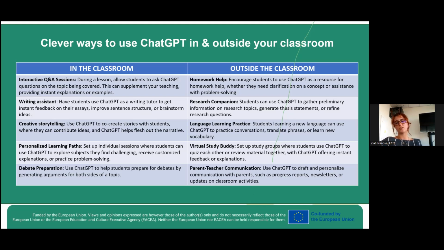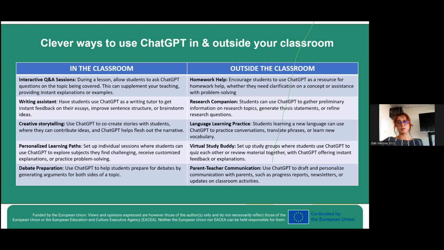One of the most interesting things you can use ChatGPT for is language learning practice. If you study a foreign language, let's say some of the Latin ones, English or French, students can use it to practice conversation with the chat. They can translate phrases or they can learn new vocabulary. Basically, it could be a virtual study buddy.